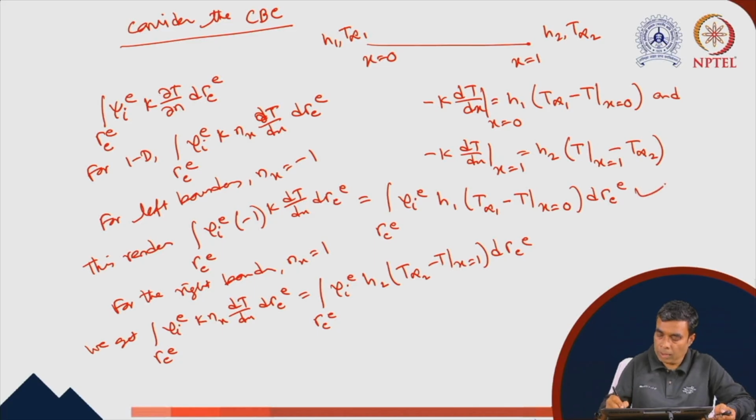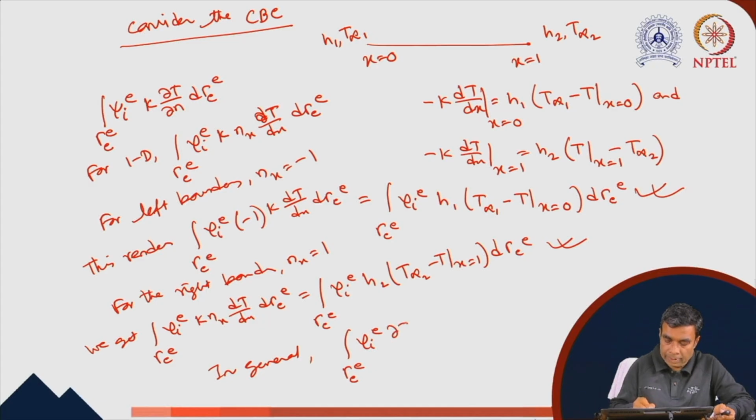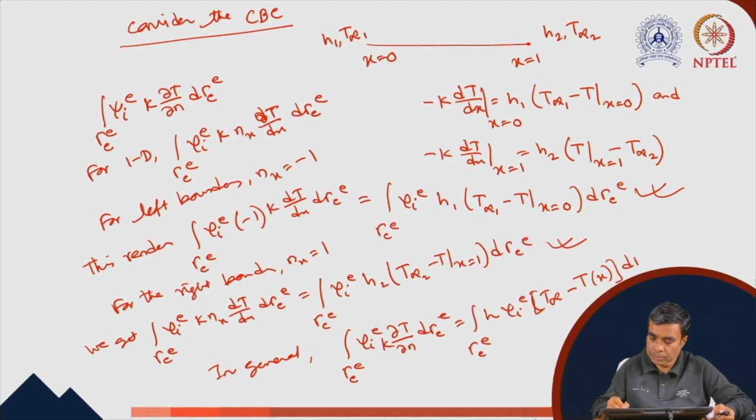into dΓ_CE. Now, combining this case and this case, we see that in general, the convective integral over Γ_CE of ψ_IE K ∂T/∂n dΓ_CE equals integration over Γ_CE of h into ψ_IE into (T infinity minus T), where this T is a variable, we write it as T of x, dΓ_CE. So these are the expressions which we have used in the previous derivation.